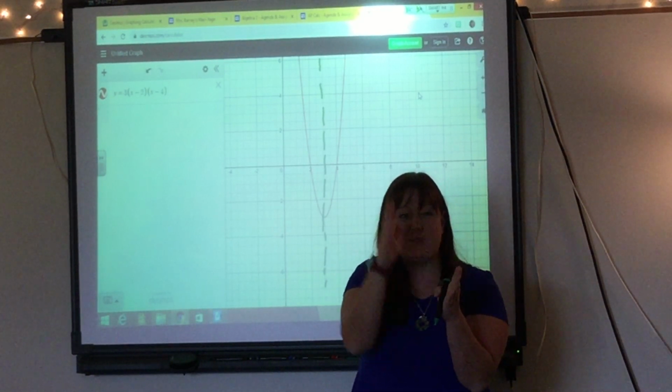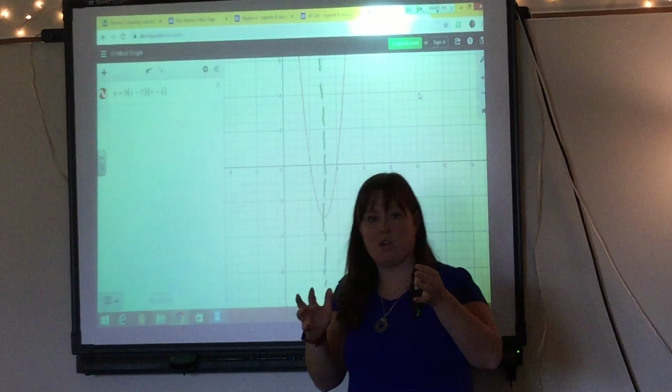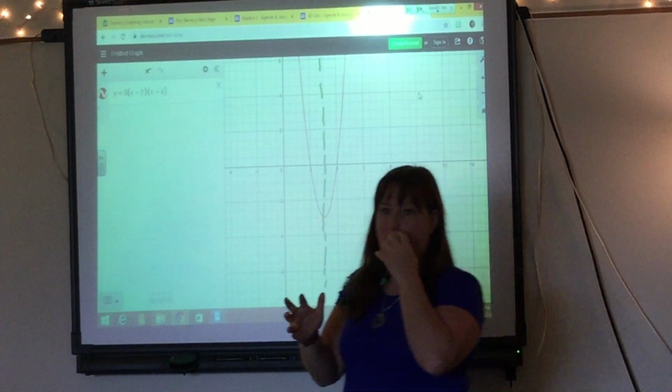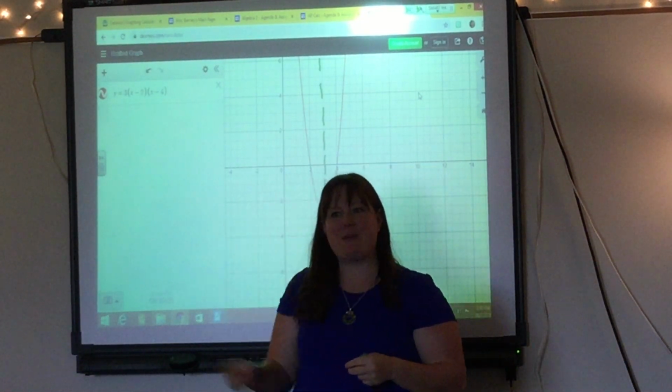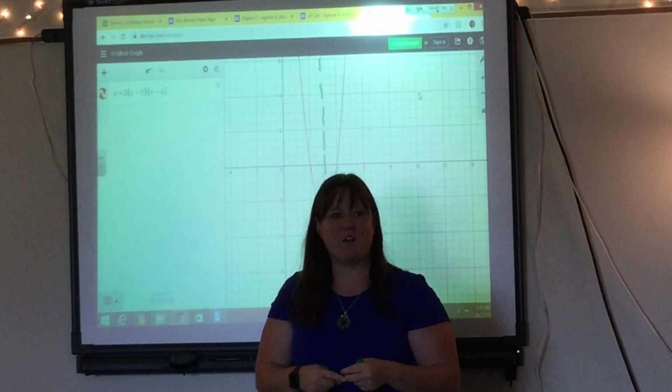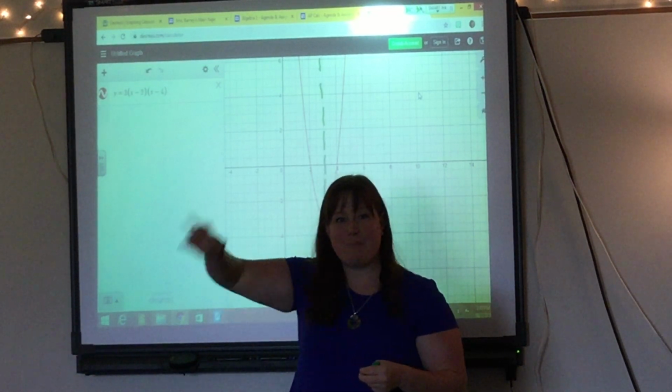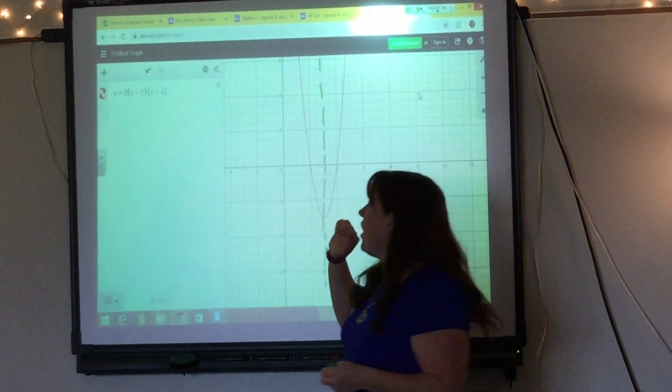It's smack dab in the middle between 2 and 4. How do we know the y though? You plug the 3 back in, just like we've always done, right? Once you find the x-coordinate, you plug it back in. That makes sense.